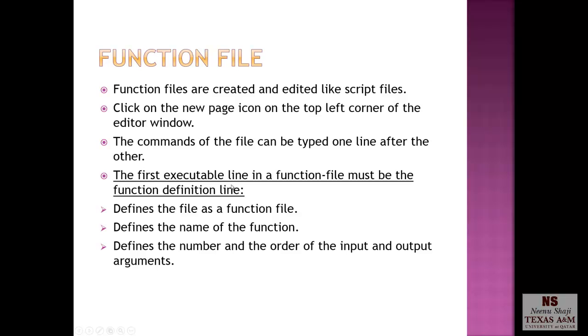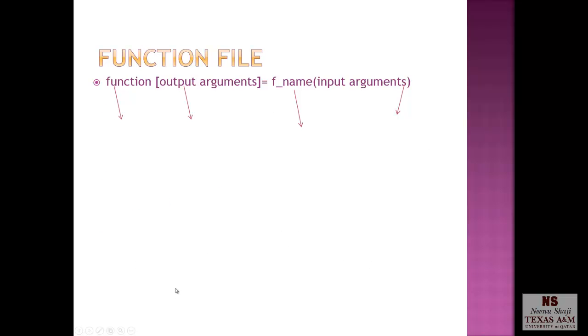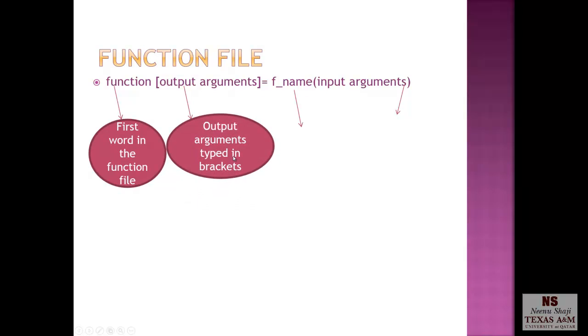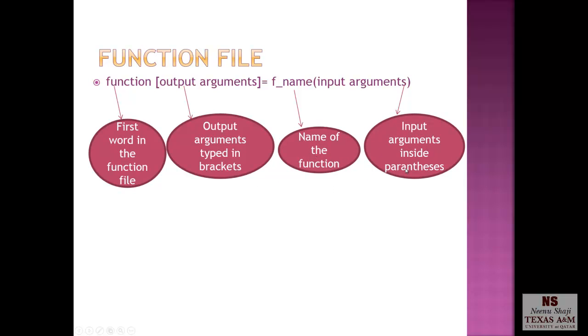The first executable line in a function file must be the function definition line. It defines the file as a function file, defines the name of the function, and defines the number and order of the input and output arguments. So the first word is function. Then we have the list of output arguments typed in brackets. We have a unique function name and then the list of input arguments typed inside parentheses.